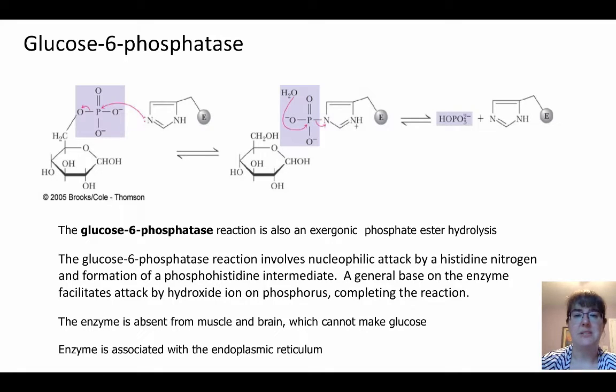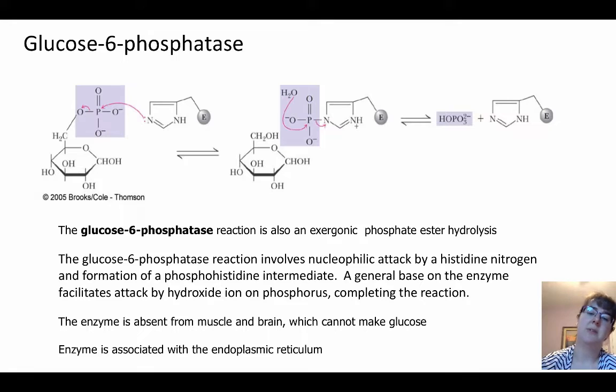The last enzyme that's different in the gluconeogenesis pathway is interesting because it only is in the liver and the kidneys. This particular enzyme is glucose 6-phosphatase, and this is required to remove that phosphate group from glucose 6-phosphate to make glucose. In this reaction, that phosphate ester hydrolysis is going to be the driving force of the reaction. So again, creating that inorganic phosphate is going to be that driving force.